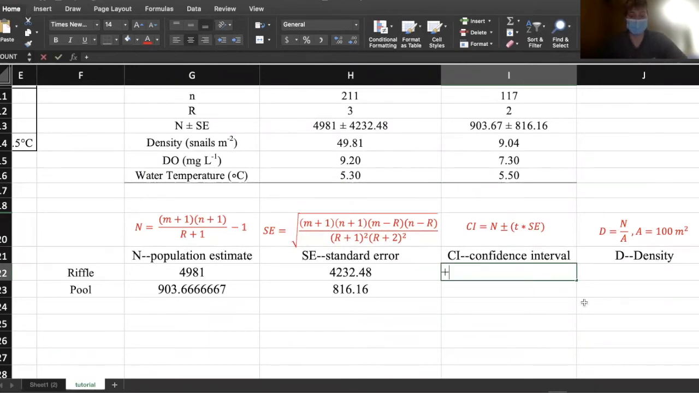Same thing with the confidence interval. It's a little bit different because you're going to take the population estimate plus and minus t times the standard error. T in this case is our critical value, and we're going to have it be equal to 1.96. So for the riffle, it's going to be 4,981 plus or minus 1.96 times the standard error.